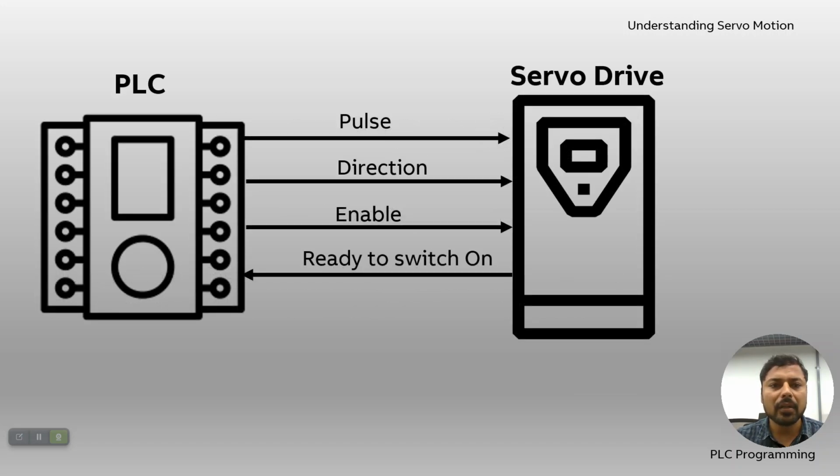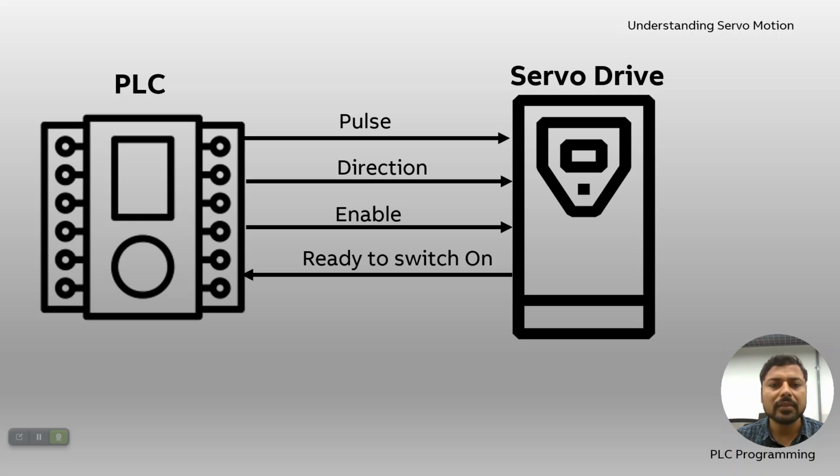And this is the typical wiring diagram for the PTO. If you see, we are sending pulse and direction from controller to servo, and then enable means power on, power enable, and ready to switch on. So what is the procedure? First we are getting ready to switch on signal from servo says that okay, now the power can be enabled, and then from PLC we enable the power by sending a digital output, and then based on the commanded position and velocity and direction we are sending pulses and direction signal.